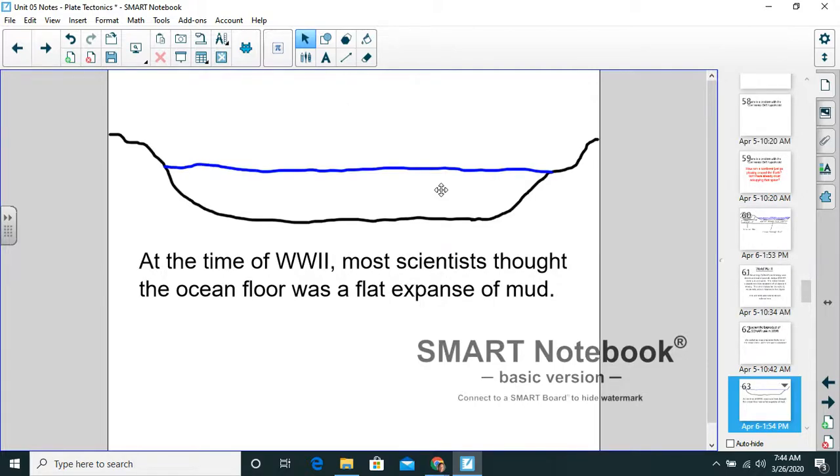At the time of World War II, most scientists thought that the ocean floor was just basically a flat expanse of mud. So, to explain my little diagram, let's imagine here's a continent, and over here's a continent, and here's the ocean. And the floor is just flat, basically. Okay? You're going to have some sediments that fall in there. It's just a bunch of mud.